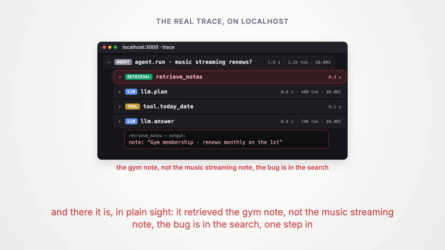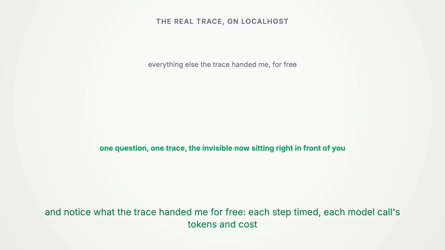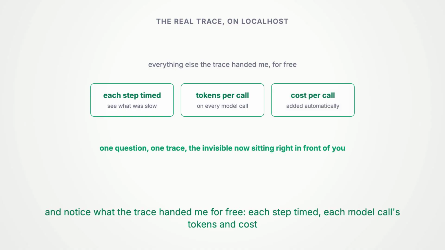The bug is not in the model. It is right here in the search one step in. And notice everything else the trace just handed me for free. Each step is timed so I can see what was slow. Each model call shows its tokens and its cost. I did not add any of that. It came with the tree. One question, one trace, and the invisible is now sitting right in front of me.